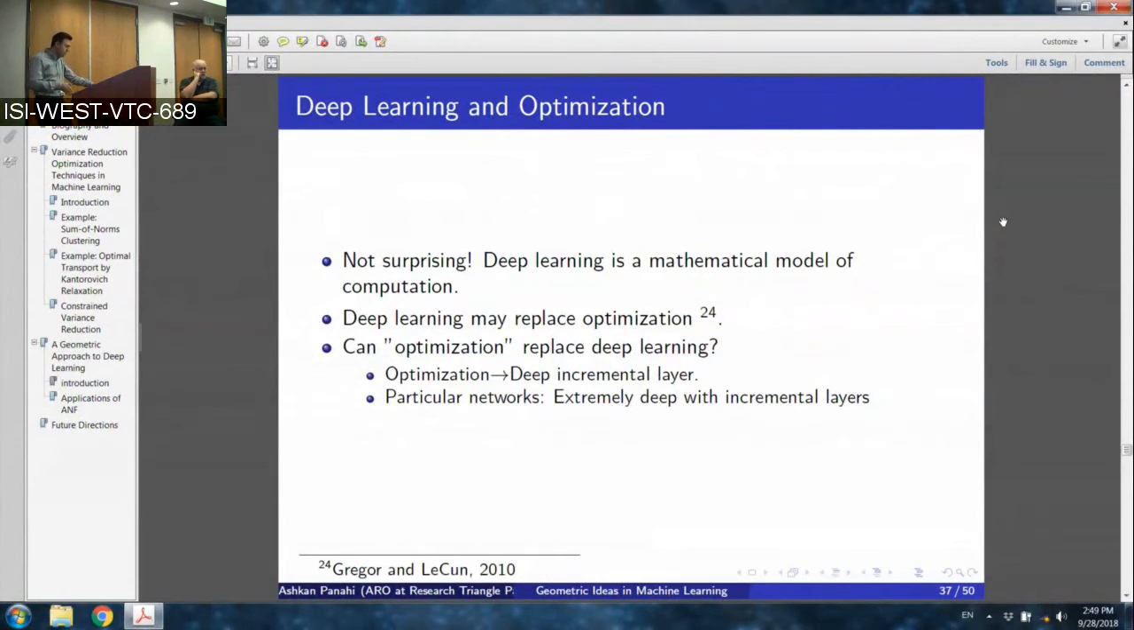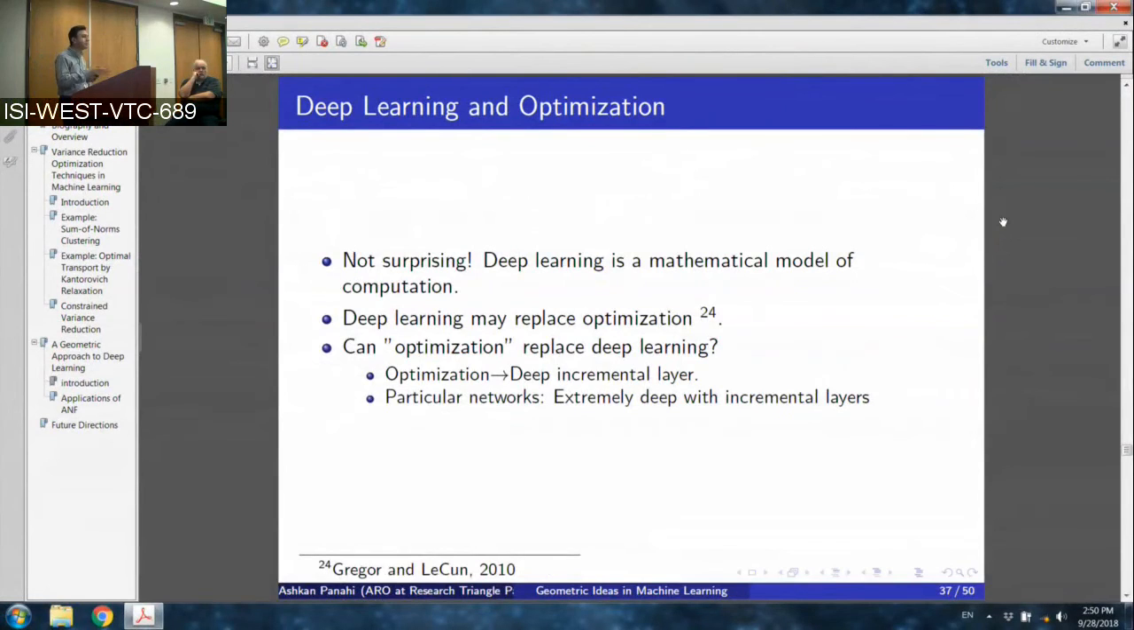But now the question I want to ask is: can optimization replace deep learning? If they are so similar to each other, maybe you can do something like optimization that will do the same thing as deep learning. The answer is no and maybe yes. It's no because, if you look at one iteration of an optimization, what you see is that the difference between the two layers is very small. That is the idea of gradient descent.